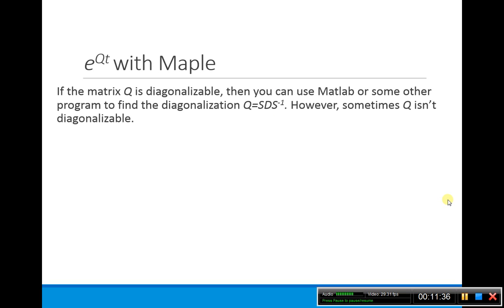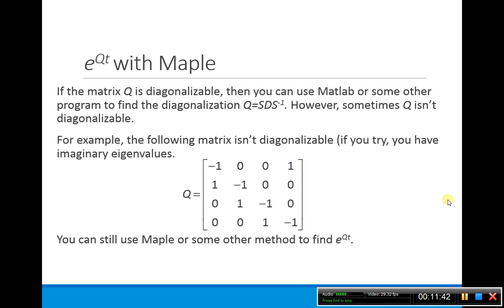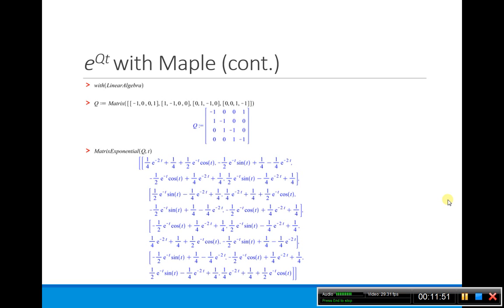Sometimes Q isn't diagonalizable, and sometimes it's hard to figure out what it should look like in the infinite summation form. The nice thing is that we can use Maple and sometimes Wolfram Alpha to actually find e to the Qt. Here is an example of using Maple. You can use Maple through GoldLab, like the way that you get to MATLAB for the class as well. You can also get to Maple.